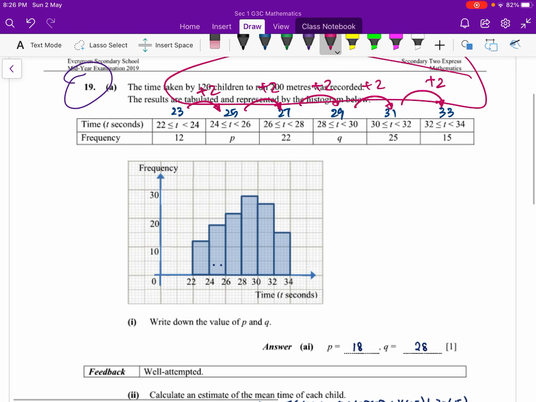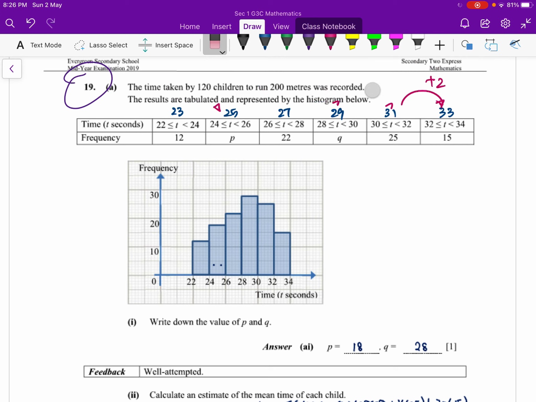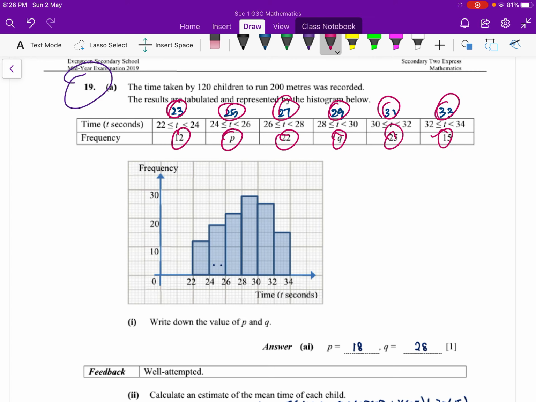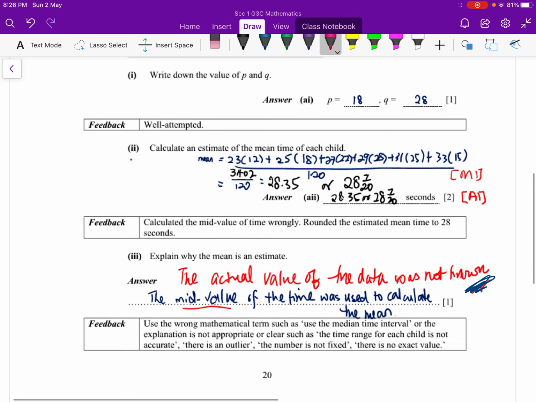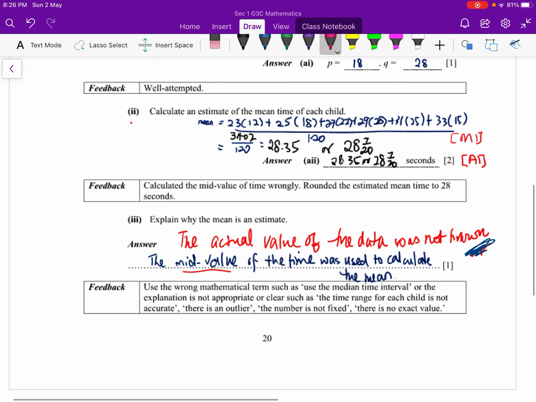So once you have the mid value, you multiply all the mid values with the corresponding frequencies. Okay, so 23 times 12, 25 times whatever P was. Okay, multiply these numbers together and we're going to add them up. Then we're going to divide by the total frequency. So this being a 2-mark question requires us to show the working and the final answer. If the answer is exact, there is no need to round off the final answer.